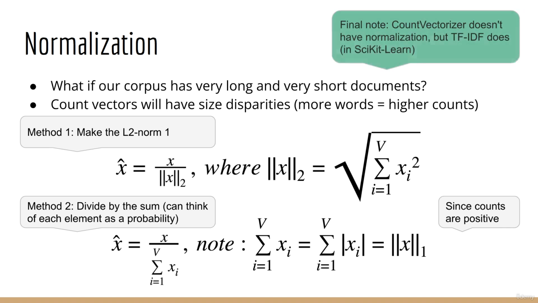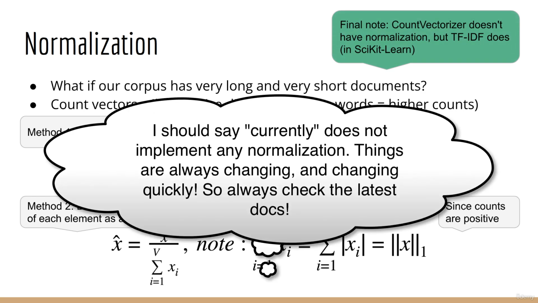As a final note, I want to mention that the count vectorizer in scikit-learn does not implement any normalization. However, TF-IDF does, which we will learn about later. So if you want to build count vectors with normalization, you would use TF-IDF and not the count vectorizer.